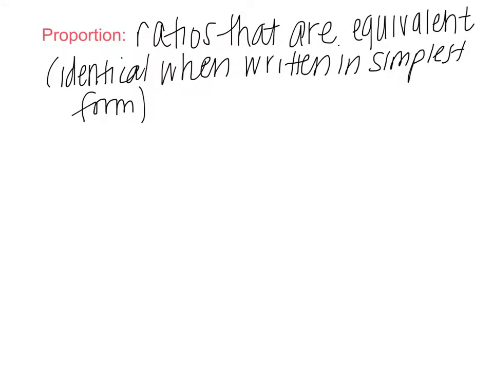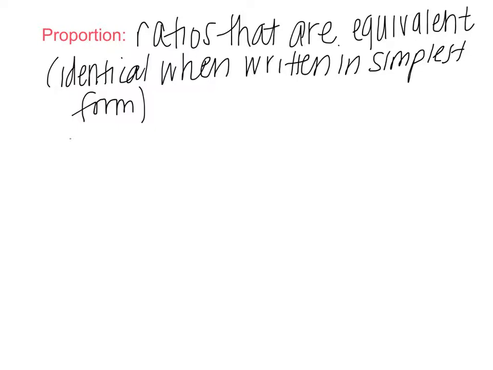We need to get the definition of proportion down. A proportion is going to be ratios, so more than one, that are equivalent, so equal. And they're going to be identical when written in simplest form, so when we reduce to the smallest amount. So what we're going to try is to see if we can find two ratios that are equivalent.